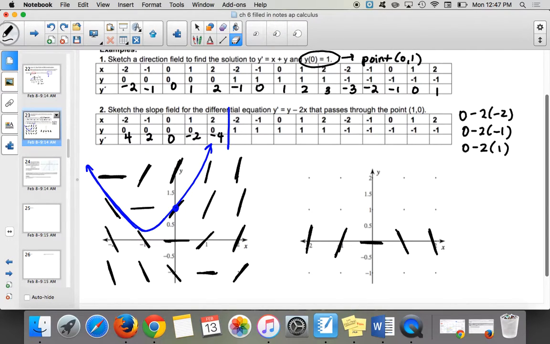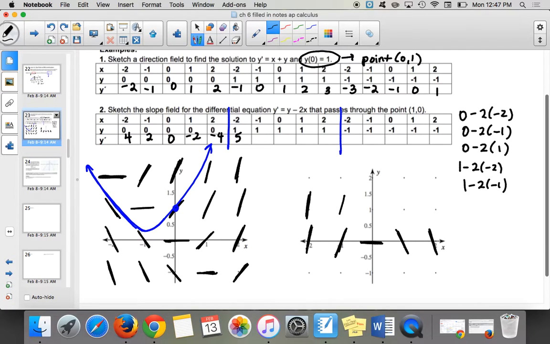Now we do the next row. So now we have all these heights of 1. So I have 1 minus 2 times negative 2. So I get 5, so it's super steep. 1 minus 2 times negative 1 is 3. 1 minus 2 times 1 is negative 1.